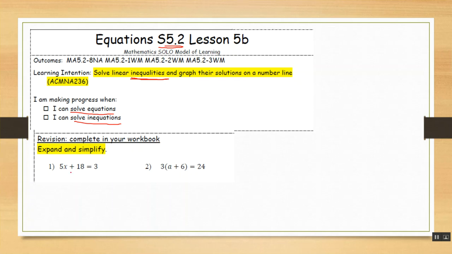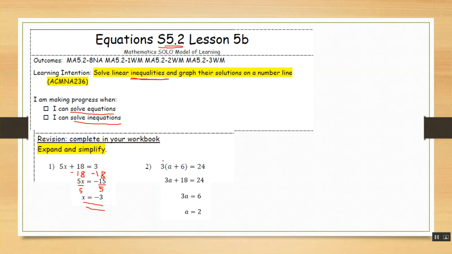We need to minus 18 from both sides as our first step. So we get 5x equals minus 15. 3 minus 18 is minus 15. And then divide by 5. So x equals minus 3.